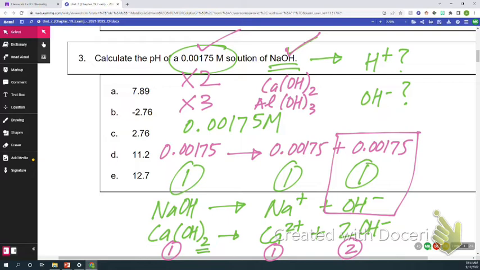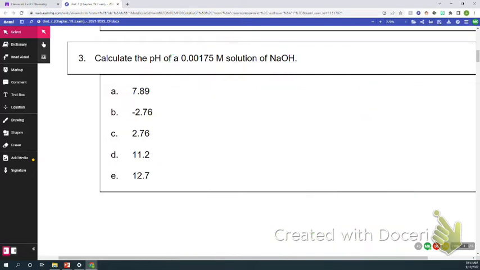Now, if all of this confused you, don't be confused. Let's just focus on this question for right now. NaOH. How many OHs are in NaOH? 1. So this number, you don't do anything. You don't have to multiply by 2. You don't have to multiply by 3. Because it's just 1 OH. So this number that they gave you is the OH minus, okay?